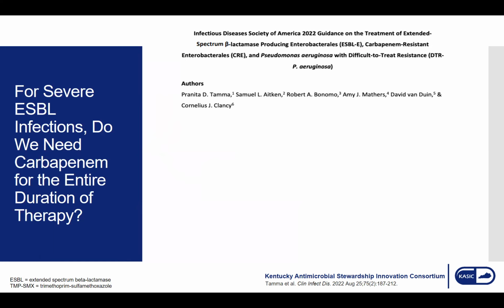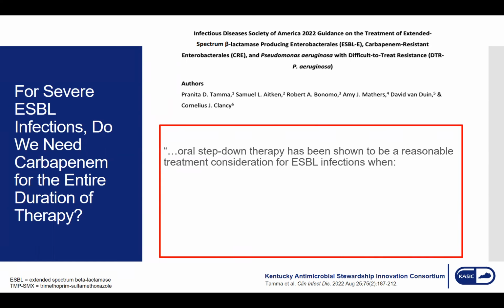In 2022, a few months ago, the IDSA actually published guidance to help us manage these patients with an ESBL infection. What they recommend is that oral step-down therapy should be considered for patients with an ESBL infection when the patient obviously has an oral option, for example, if it's susceptible to trimethoprim-sulfamethoxazole or a fluoroquinolone.